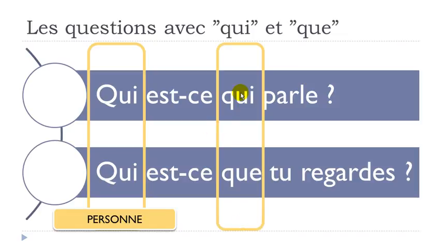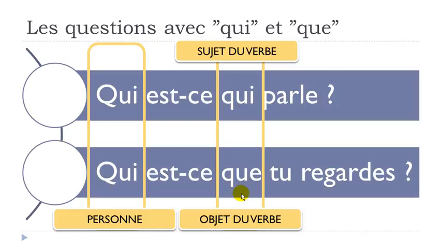And then we've got the second part here, and it's quite interesting because we've got two options here, the first one and the second one. So the first one, you will use qui just because you will ask the question regarding the subject of the verb. You've got the verb here, parler, okay? And the information that you want to have concerns the subject of this verb. And then here, we will use que just because we want to have the information concerning the object of the verb. So you've got regarder here, but if you look carefully, you already have the subject. It's tu regardes, okay?